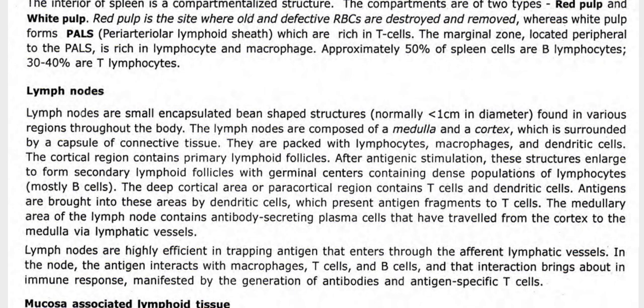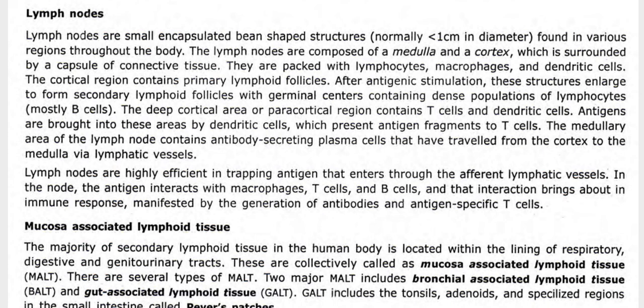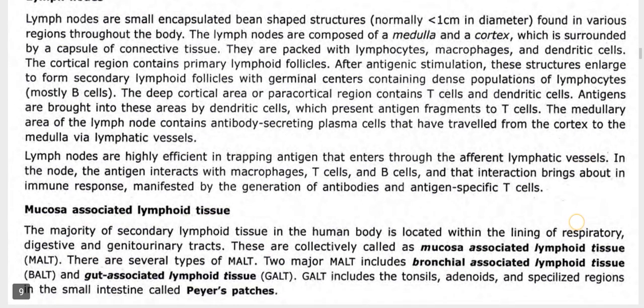Then lymph nodes. Lymph nodes are small encapsulated bean-shaped structures, normally less than 1 centimeter in diameter, found in various regions throughout the body. The lymph nodes are composed of a medulla and a cortex, which is surrounded by a capsule of connective tissue. They are packed with lymphocytes, macrophages, and dendritic cells. The cortical region contains primary lymphoid follicles. After antigenic stimulation, these structures enlarge to form secondary lymphoid follicles with germinal centers containing dense populations of lymphocytes, mostly B cells. The deep cortical area or paracortical region contains T cells and dendritic cells.